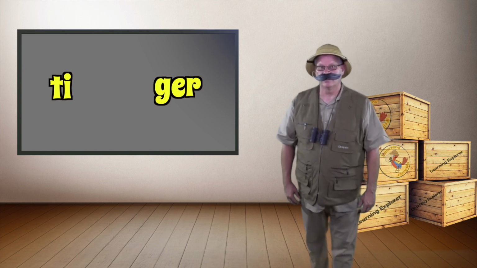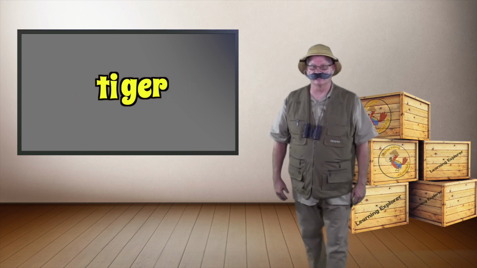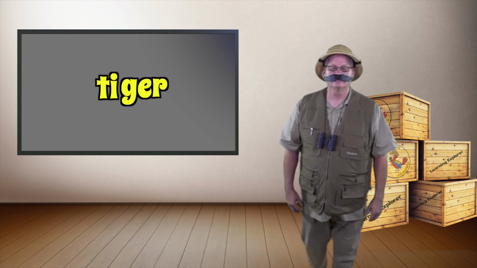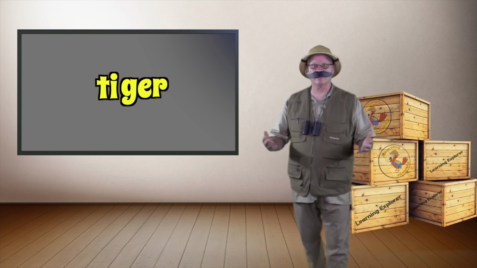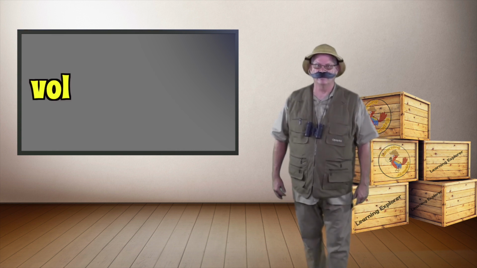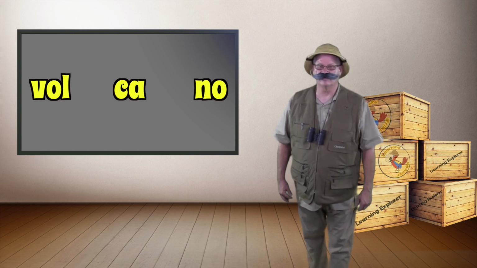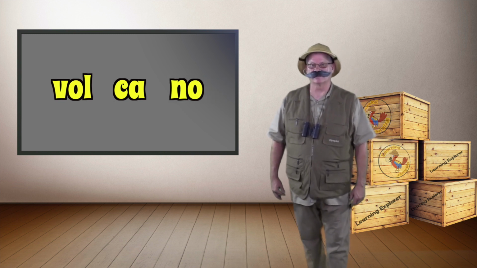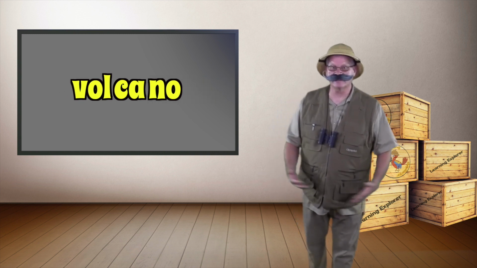Tiger. When I blend the syllables, what word do I have? Tiger. Right. Here's another one, and this one's going to be three syllables. Volcano. What's the word? Right. Volcano. Now, when I'm segmenting syllables, I'm listening to a word and I'm going to break it into its unbroken sound parts.